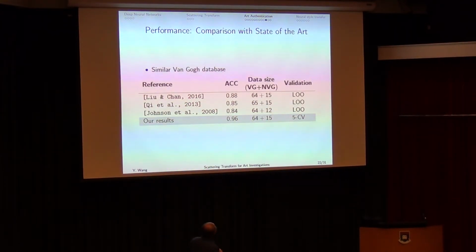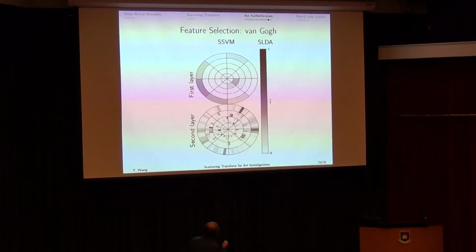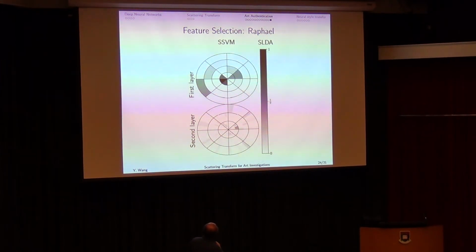Okay, so these are some of the comparison with the state of the art. You can see ours. We were able to get 96% for Van Gogh, way above the others. And these are the features. As I say, you have 8 directions, so these just show you where we select the features. I'm going to skip this in the interest of time. And for Raphael, you can see far fewer features are selected.